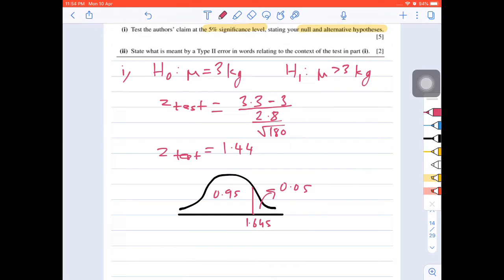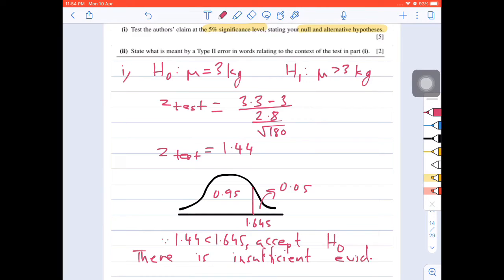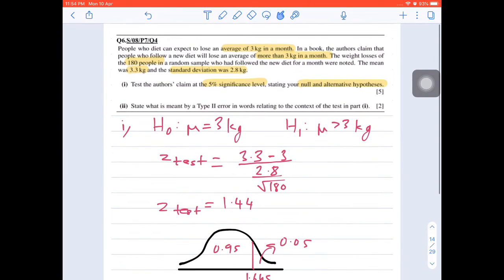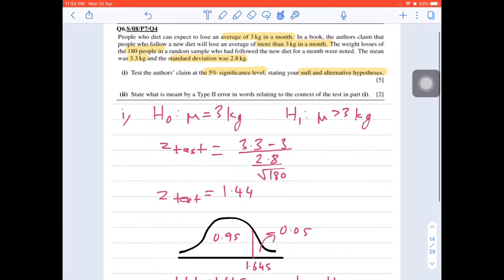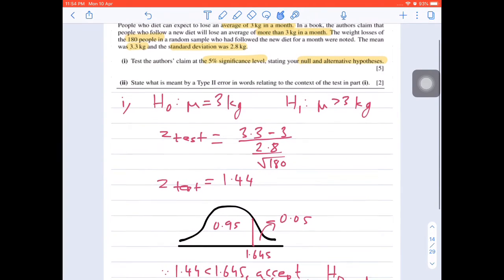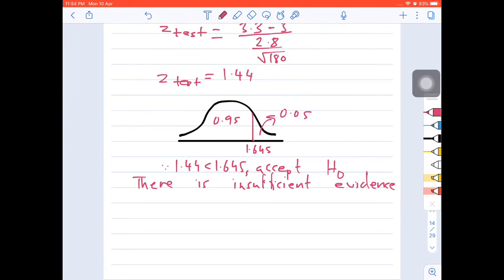1.44 will be towards the left, so since 1.44 is less than 1.645, accept H0, and there is insufficient evidence. The claim was that it is more than 3 kg. So there's insufficient evidence, the author's claim is being rejected. So there is insufficient evidence to accept the author's claim.